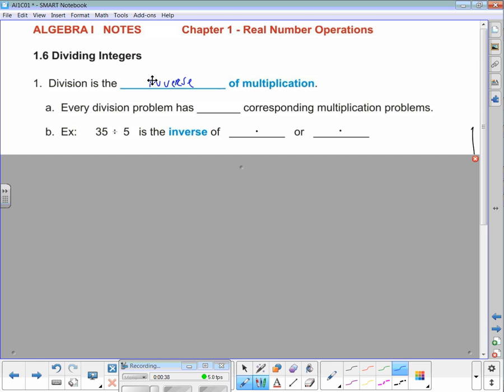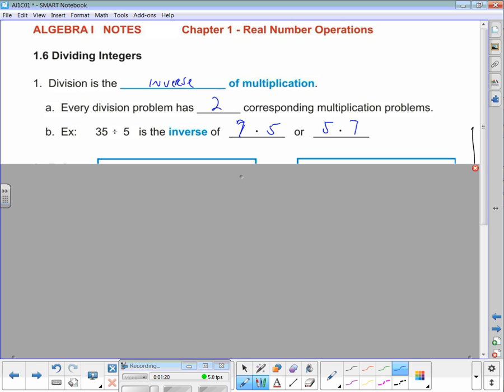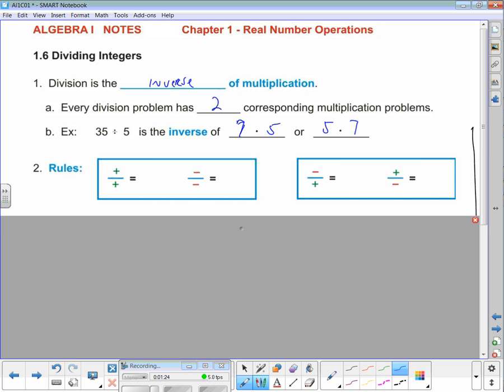And some would say this: every division problem has two corresponding multiplication problems. So 35 divided by 5 would be the inverse of, they say, 7 times 5, or 5 times 7. Some would say division undoes multiplication, and multiplication undoes division. Not a big deal. To me, it's non-consequential. I'll talk about it a little more when we get to 0.